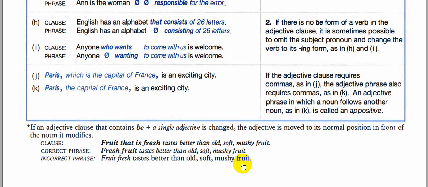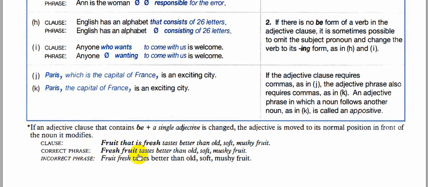If you do this you'll get a very big zero. ليش؟ لأنه خطأ تخلي الادجكتيف هنا لحالها لازم تسبقيها بالاسم الموصوف. يعني لازم تقولي fresh fruit. تمام. fresh fruit tastes better than all soft mushy fruit. طيب that is fresh is an adjective clause. Fresh fruit is an adjective phrase. Okay, that consists of an adjective which is fresh and a noun fruit. غيرتيها من clause إلى phrase.